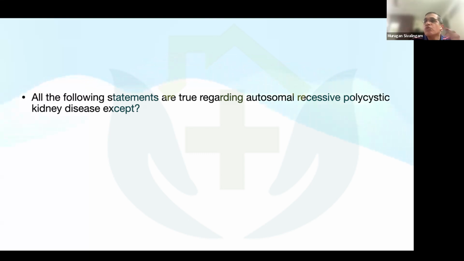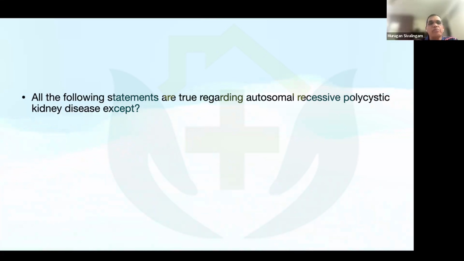Now, we discussed a question on autosomal dominant polycystic kidney disease the other day. Now I'm going to something else, which can sometimes be asked in the exam. All the following statements are true regarding autosomal recessive polycystic kidney disease. You guys know about autosomal recessive polycystic kidney disease? You've heard about it? Okay. Look at the options and then let me know.